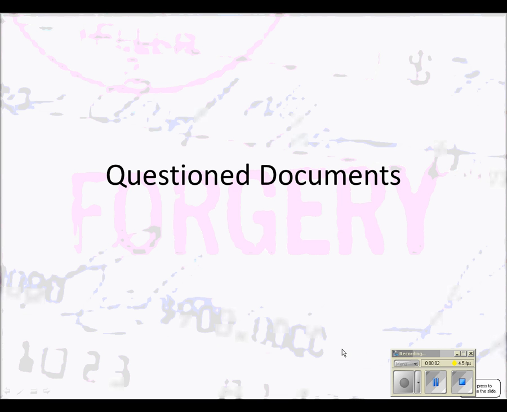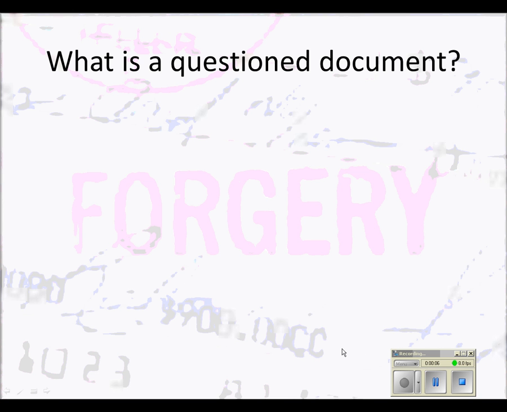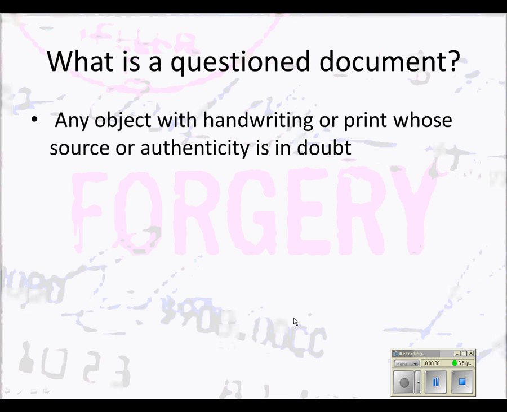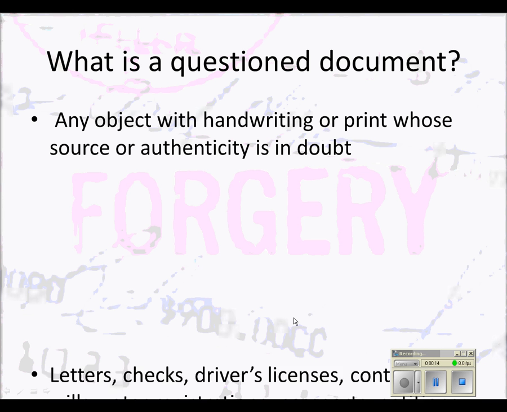This lecture talks about questioned documents. First question we do have to ask is, what is a questioned document? That's any object with handwriting or print whose source or authenticity is in doubt. We're not sure where it came from.